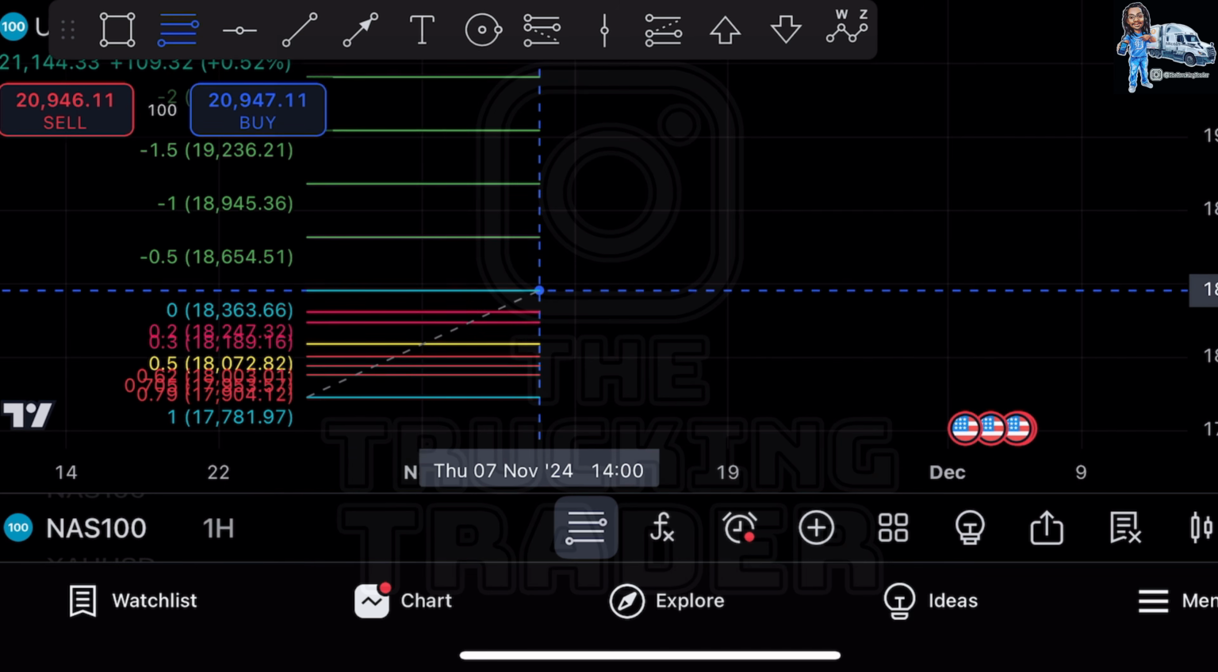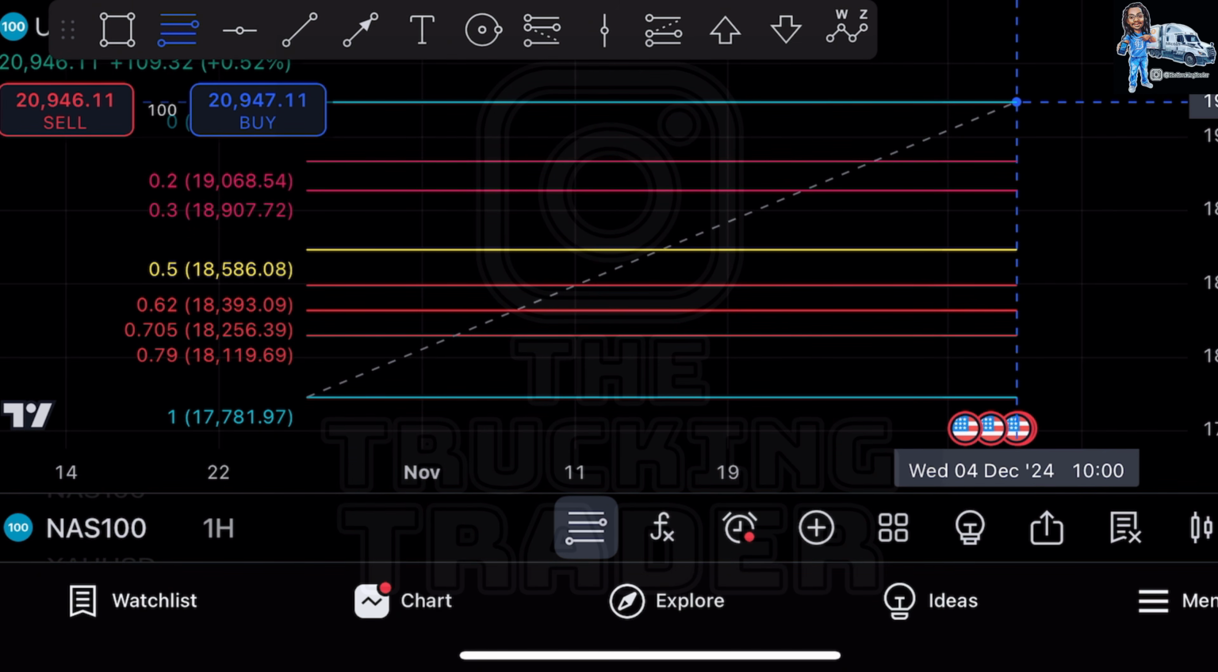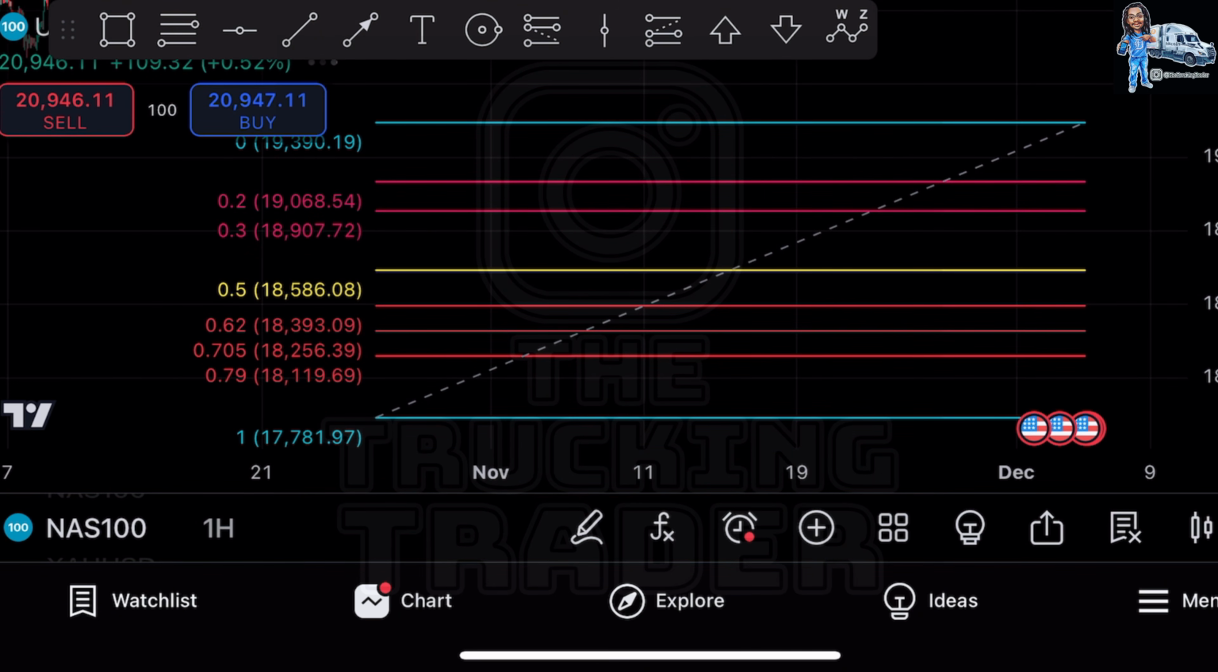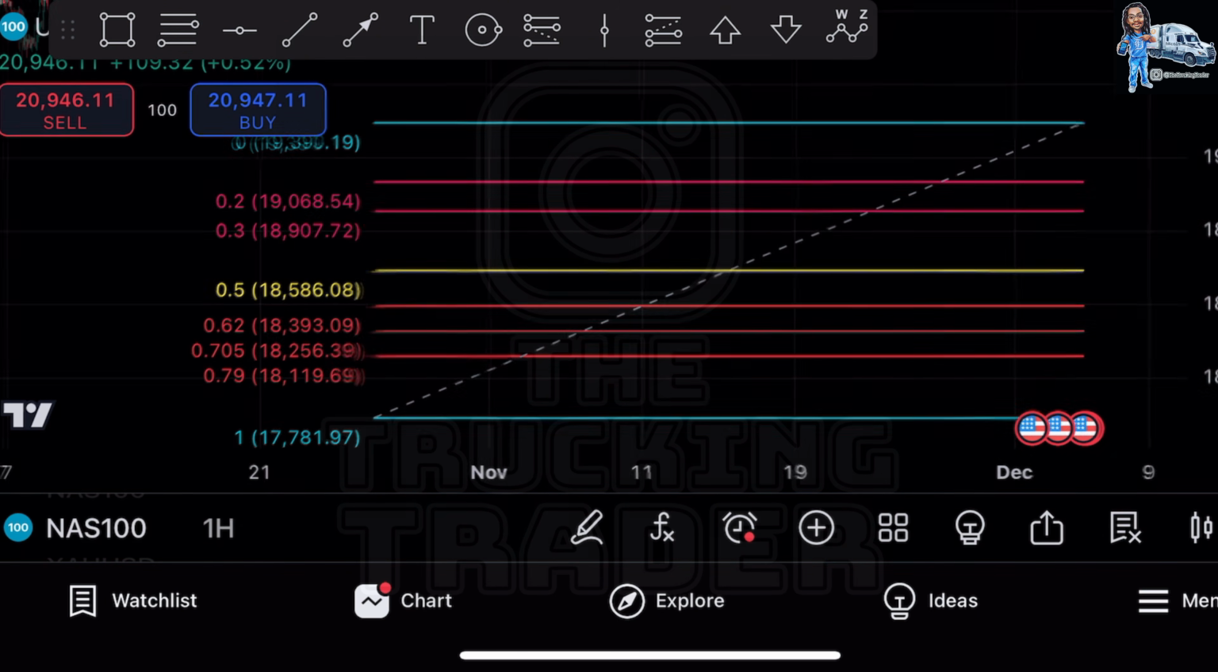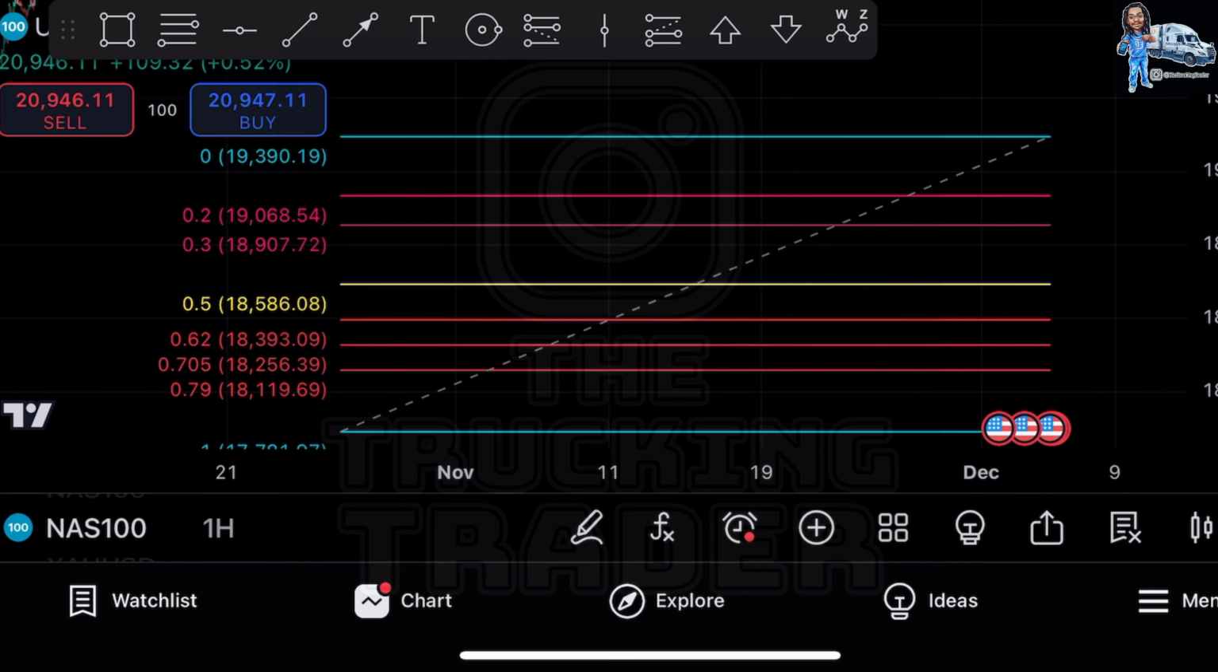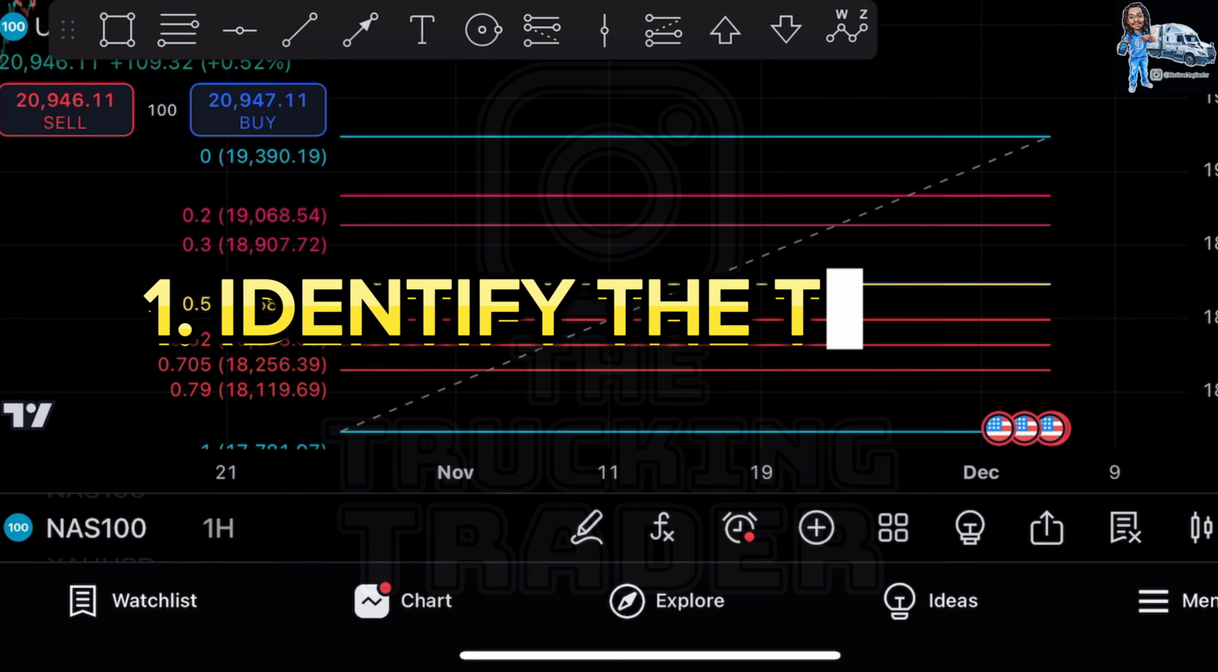All right, so now that we have some of the basic things, what makes the Fibonacci, I'm going to show you guys how to use the Fibonacci. So the first thing you want to do when using the Fibonacci tool is you want to identify a trend.